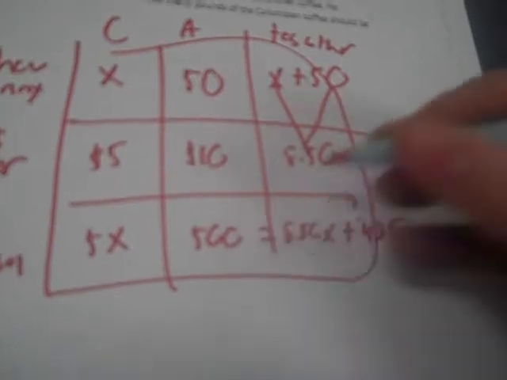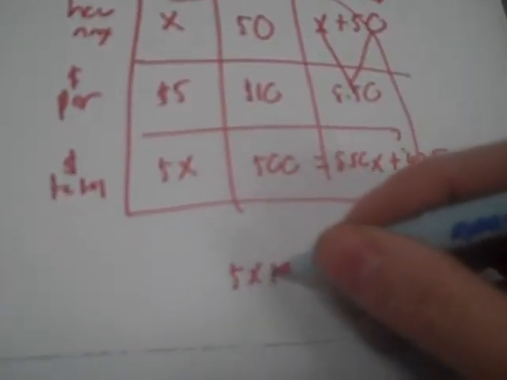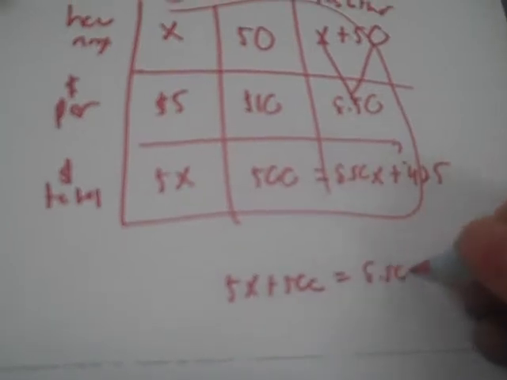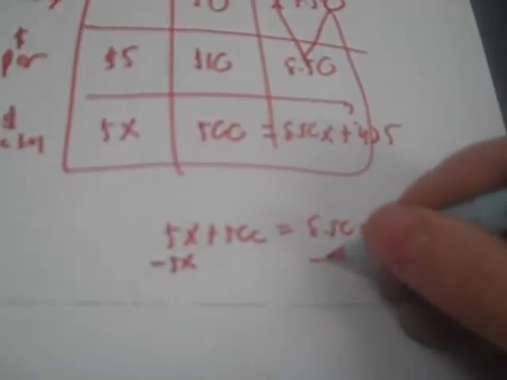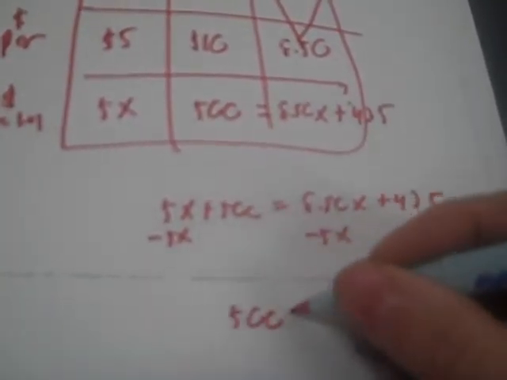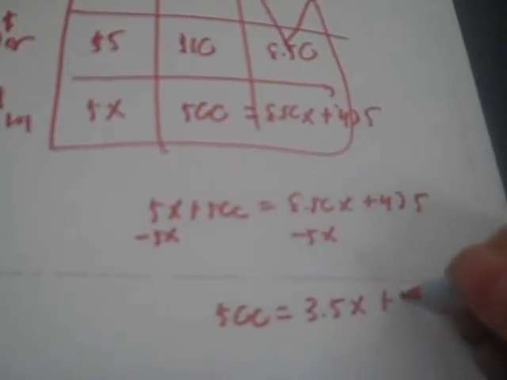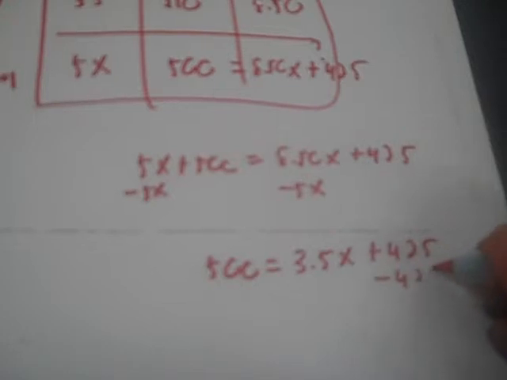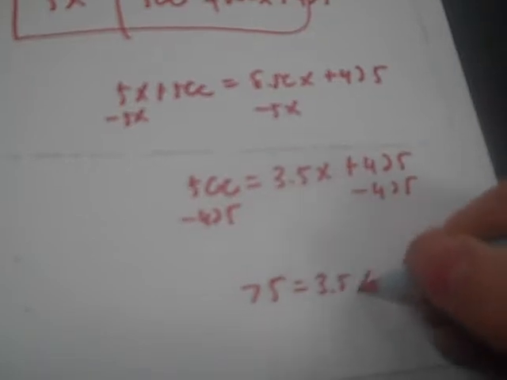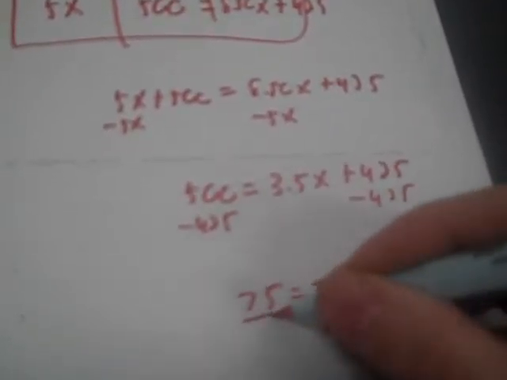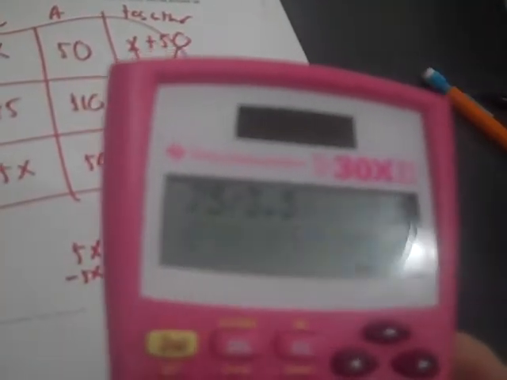Now remember where the equals is at, it's here. So I have 5x plus 500 equals 8.50x plus 425. Okay, so we subtract 5x from both sides. That's 3.5x. Then I subtract 425, and that would be 75. So I have 75 equals 3.5x. And I divide, I get a big decimal, 21.4. So that's 21.4 pounds of the Colombian coffee.